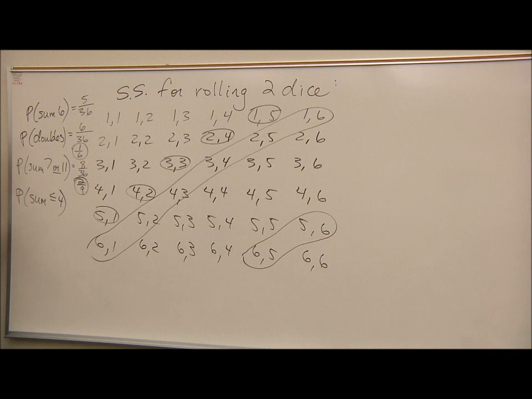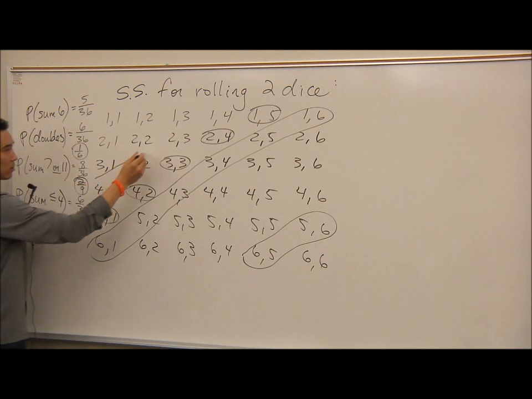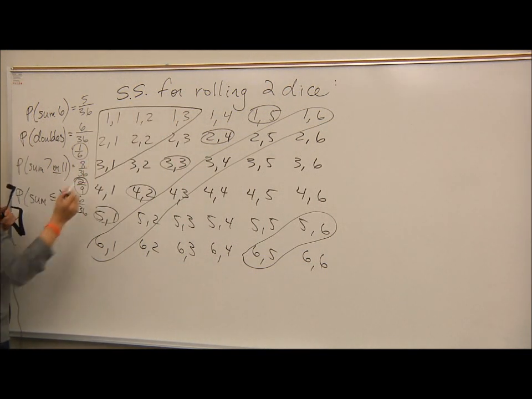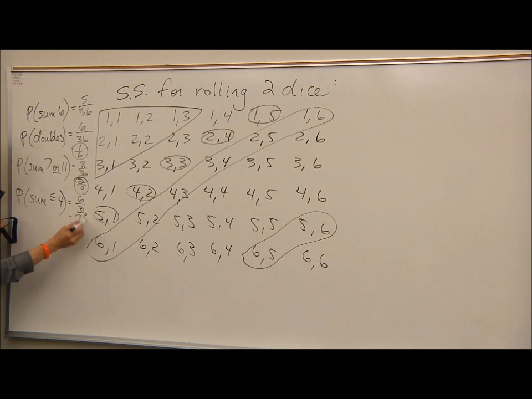What do you guys think? It's also 6 out of 36, right? It's just this little part here, which is 1/6. So again, on a quiz, homework, or something like that, it could say, is the probability of getting doubles the same as the probability of getting a sum less than or equal to 4? Is that true or false?